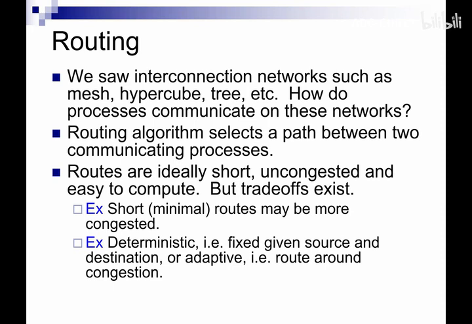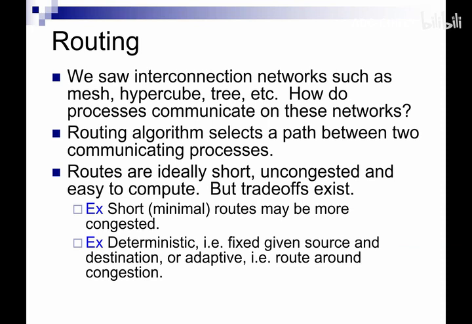And we want some properties for these routes. We want the routes to be as short as possible. We also want the routes to be uncongested, so we don't want multiple messages to use the same route. And then also we need to be able to compute these routes, so we have to make sure that the routing algorithm itself doesn't have too high of a cost. However, there are trade-offs to these properties that we want.